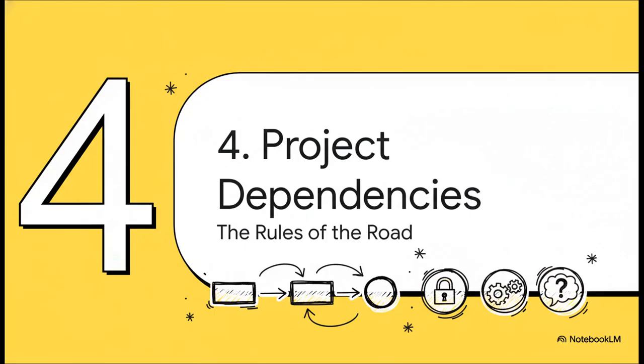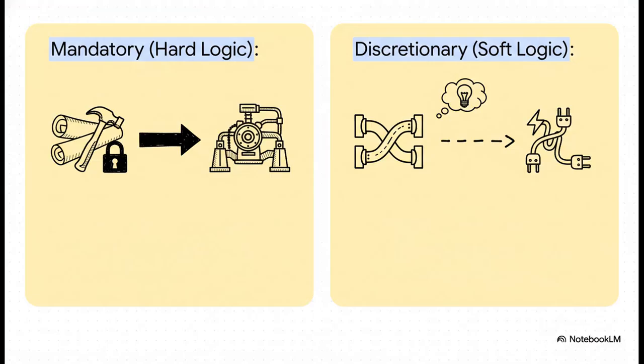Okay, so we know how to connect our activities. Now we need to understand the nature of those connections. We need to categorize our dependencies. Think of these as the underlying rules of the road that are forcing our hand in the sequence we choose. It really boils down to this. Is it a must-do or a should-do?